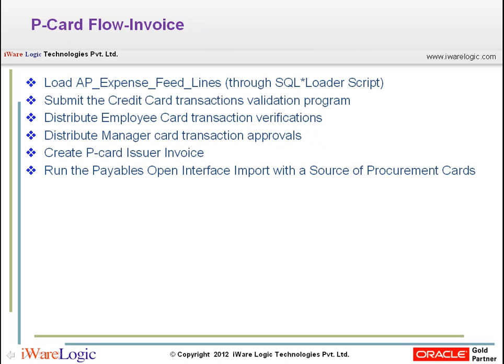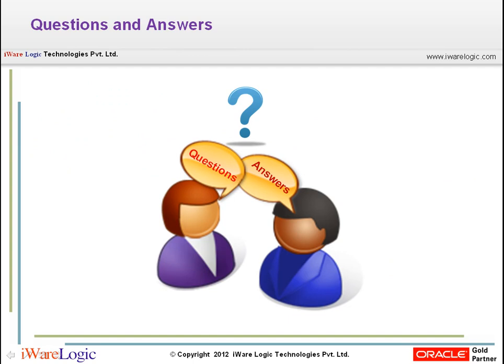P card flow invoices. Load AP_EXPENSE_FEED_LINES through the SQL loader script. Then submit the credit card transaction validation program. Distribute employee card transaction verification. Distribute manager card transaction approvals. Then create the P card issuer invoice and run the payables open interface import with a source of procurement. If you have any questions, please do ask us.